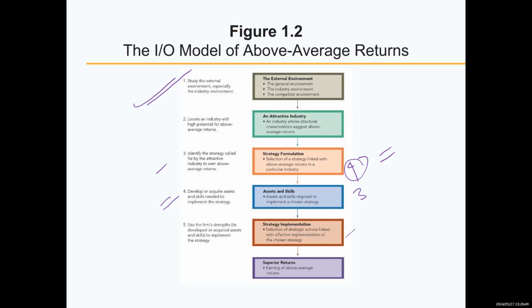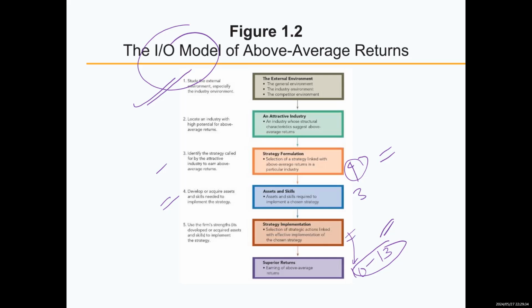The fifth one is the strategy implementation, which we normally talk about in chapter 10 to 13. So this IO model indicates the above average return that will accrue to firms that successfully implement the strategies. So when we go to chapter number 10 to 13, we'll talk extensively over there.